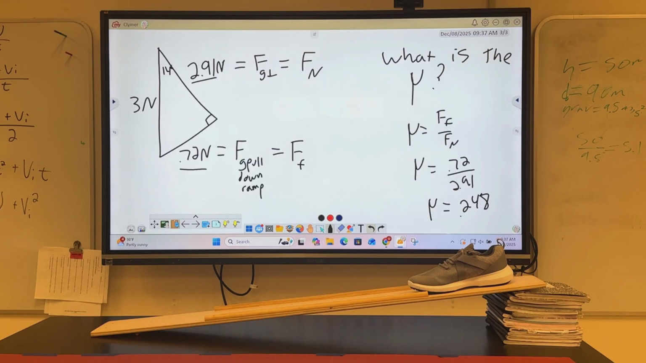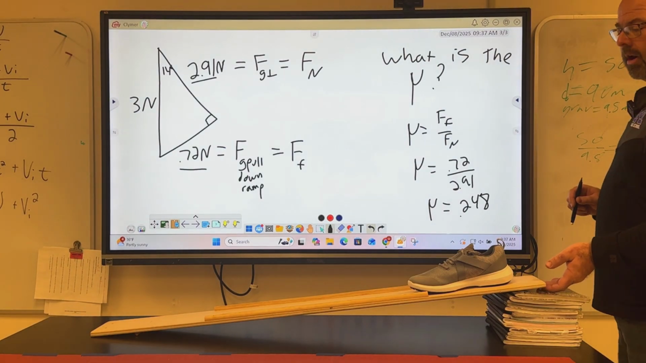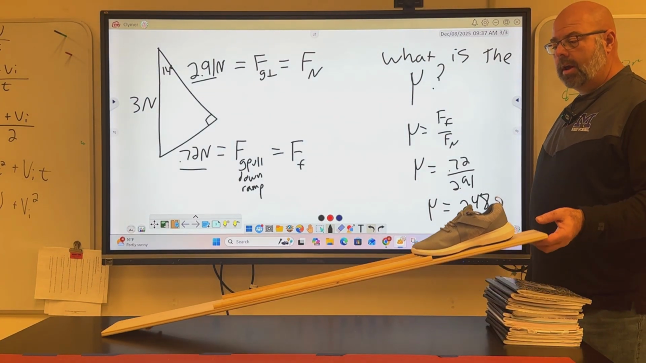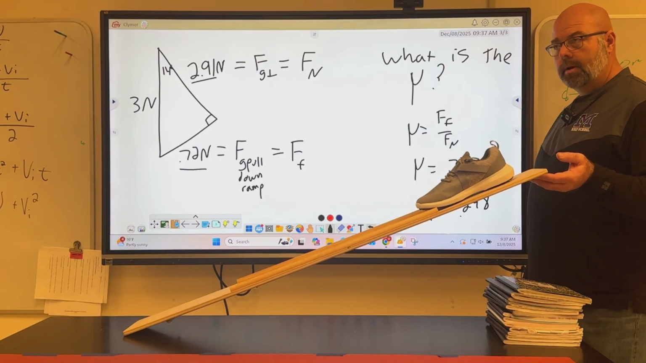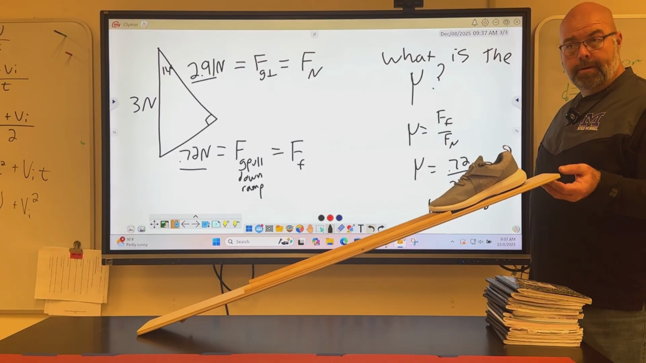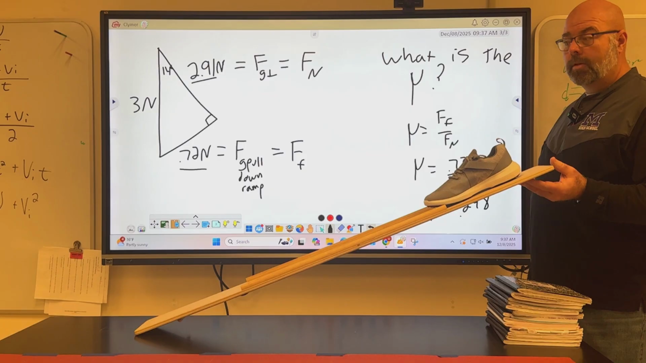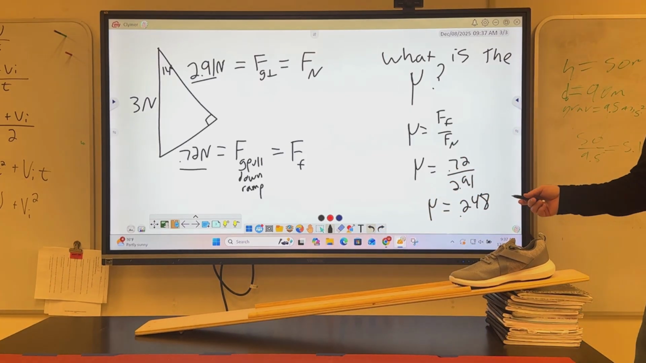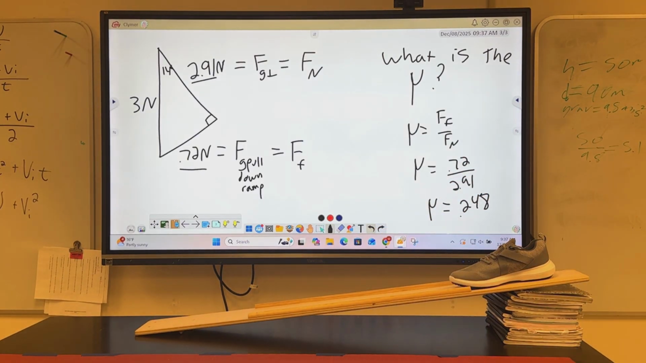So do you see what we did here? What will happen if we increase the angle? Everything changes. Will this be the same? No. Will the coefficient of friction remain the same? No. Why not? Because maybe it will change proportionally. They might be changing proportionally.